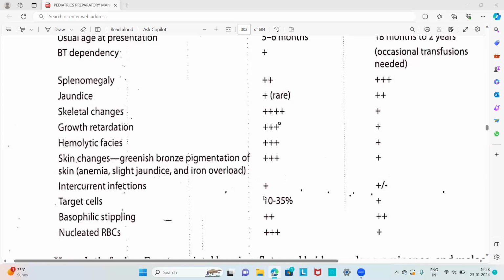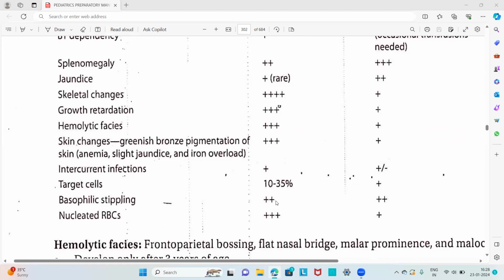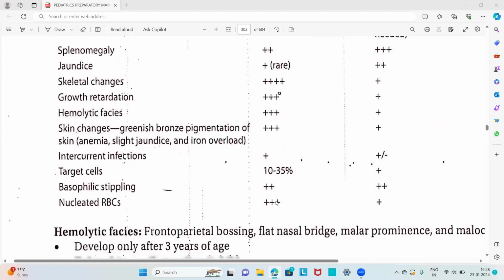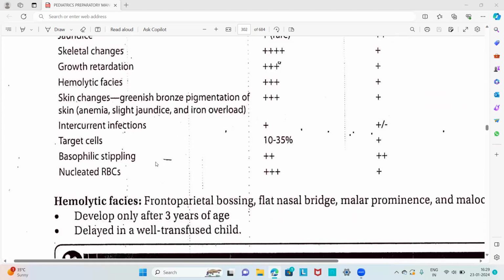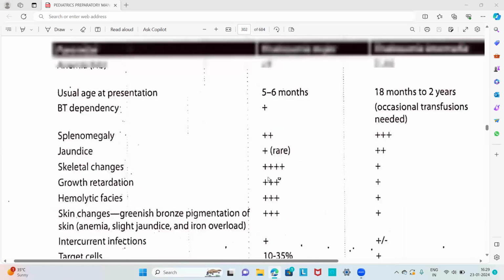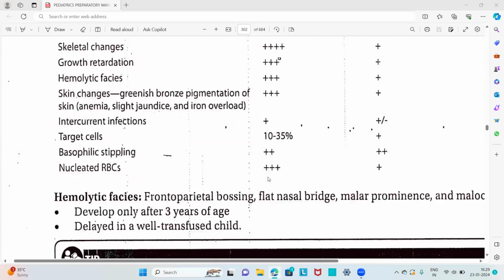Target cells are about 10 to 35% in the case of thalassemia major. Basophilic stippling is present in both cases, and nucleated RBCs are more in thalassemia major. So that is all regarding the clinical features.